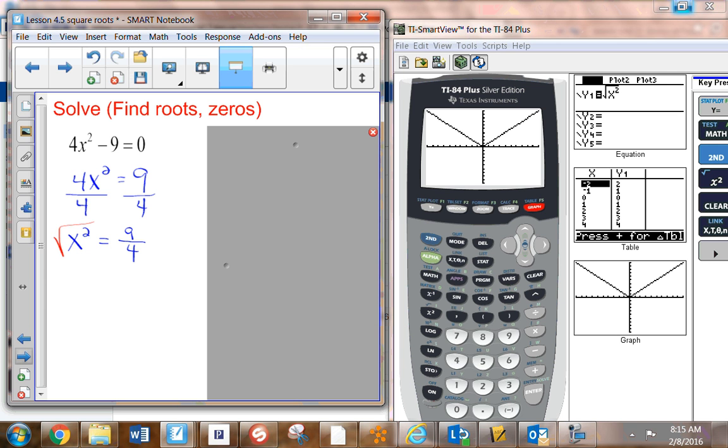And now I'm going to take the square root of both sides. Here we go. I would normally say mathematically that's the absolute value of x equals the square root of 9/4. But what is the square root of 9/4? Square root of 9 is 3, square root of 4 is 2. Right. So that means x then is plus or minus 3/2.